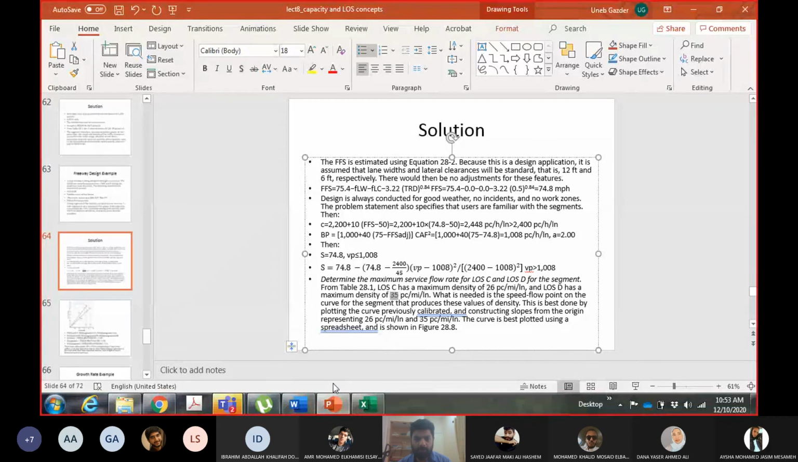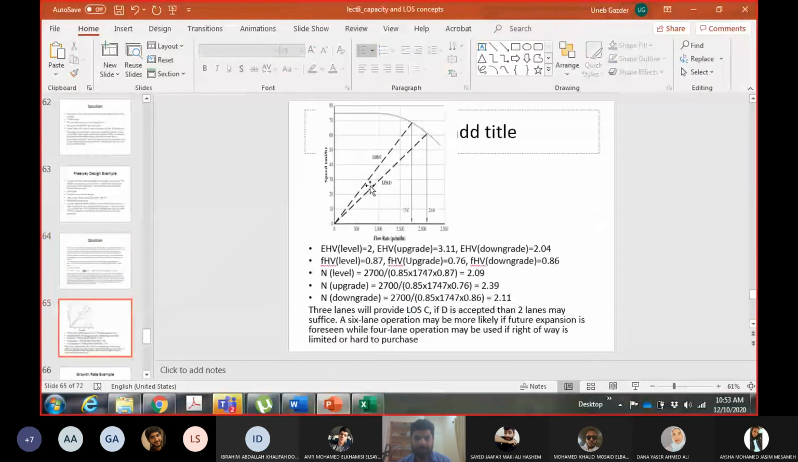Okay, so I told you for these two values, take the inverse, and you will get the slope of the line. Then plot a line from the origin towards your curve with the inverse of 26 and with the inverse of 35. 26 is the maximum density for level of service C and 35 is the maximum density for level of service D. So when the line crosses your plot, these are your flow values.